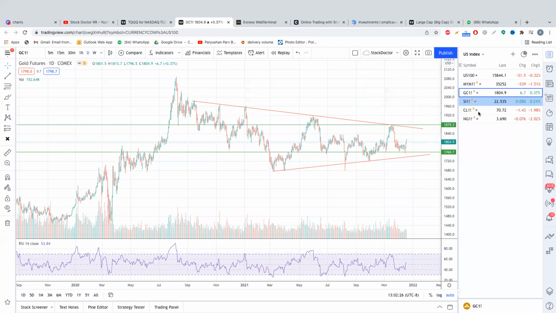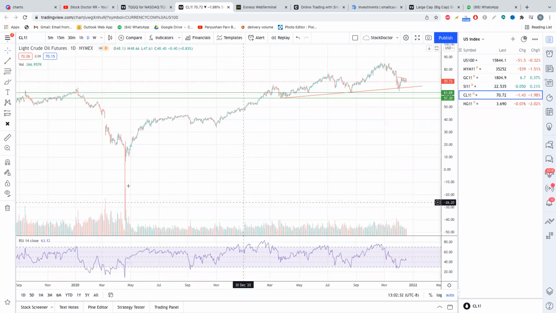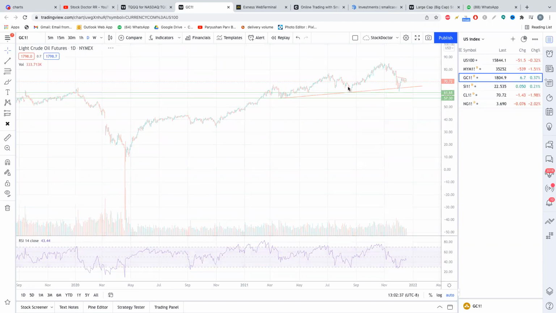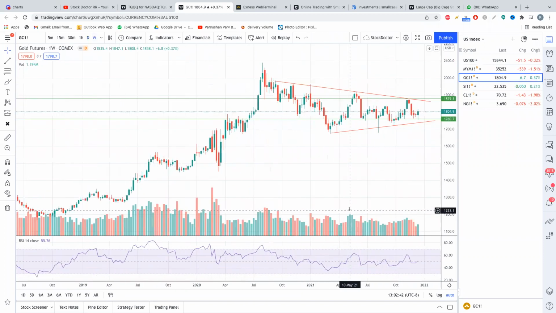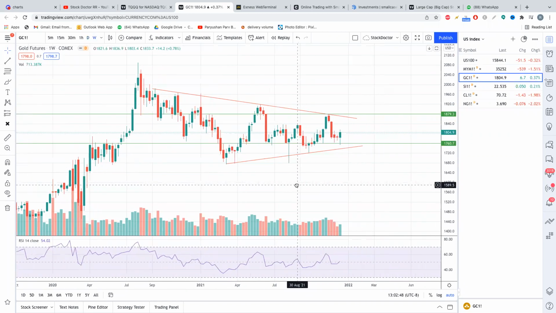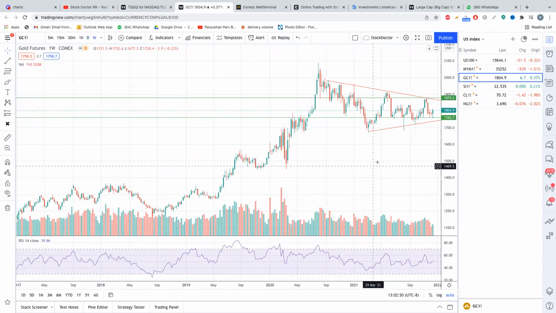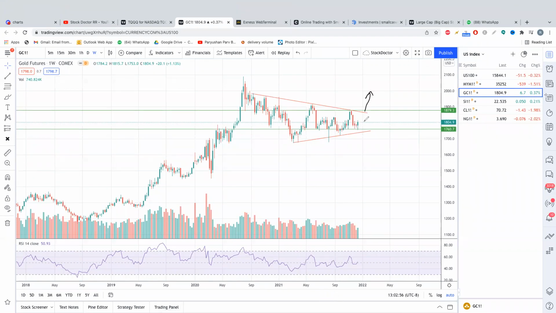Now we will move on to the next commodity, which is crude oil. Sorry, silver. But before we go to silver, we want to see gold in the weekly time frame as well. On the weekly time frame, you can see it is trading very nicely in this tight range. Once gold breaks this range upside or downside, we will have a very good opportunity to earn good money. Whichever side it moves, we will take the entry on that side.